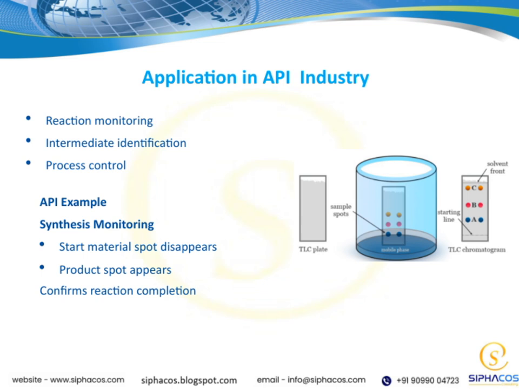This kind of reaction monitoring is crucial because it allows us to keep track of the process in real time without needing to stop and analyze samples repeatedly. It also helps in identifying intermediates, those transient species that appear during the reaction, and ensures we maintain precise control over the process. In the broader API industry, these capabilities are vital. They enable us to optimize reaction times, improve yields, and ensure consistent product quality. So, this example shows how powerful in situ monitoring can be for maintaining control and efficiency throughout pharmaceutical manufacturing processes.